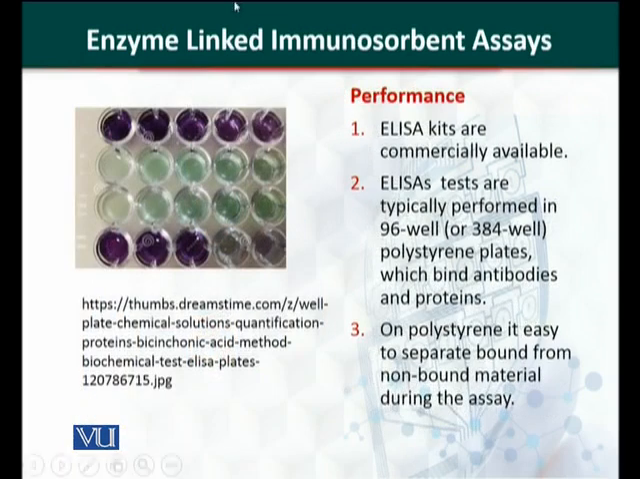Enzyme-linked immunosorbent assay or ELISA assays are done through commercial kits. ELISA kits are commercially available. They are typically performed in 96 wells or 384 wells polystyrene plates to which an antibody and proteins are bound. It is easy to separate the unbound or the non-bound material from the polystyrene wells. That is why this material is used in the ELISA assays.